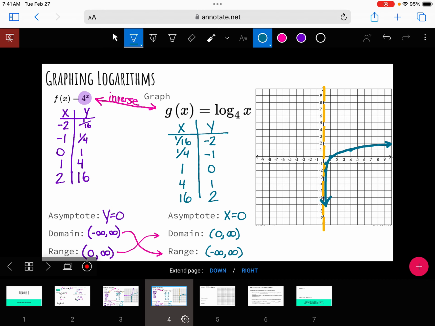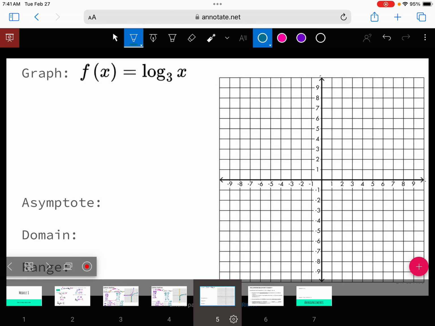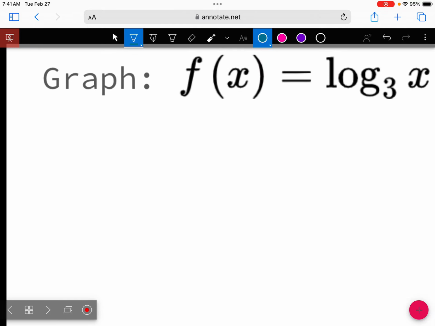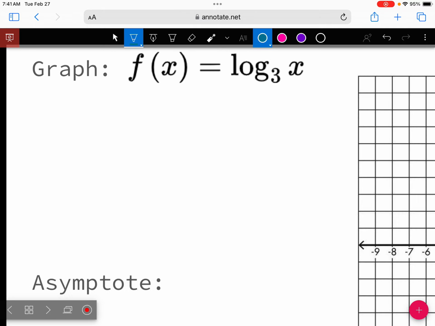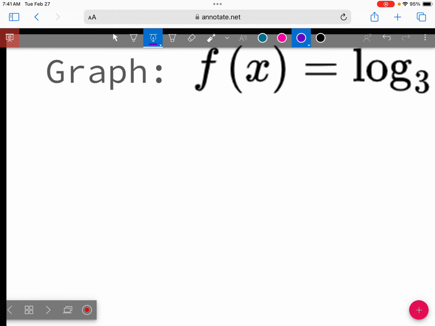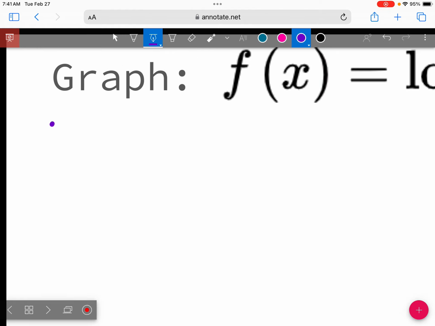Okay, so one more like this. But this time I'm not telling you what the parent function is. We have to figure it out. We're just asked to graph log base 3 of x. So when we're looking for our exponential parent function, which one's it going to be? 3 to the x. So we base everything off 3 to the x.